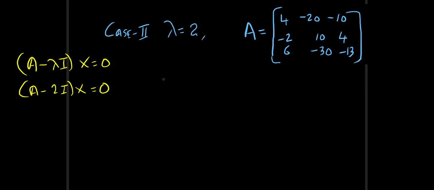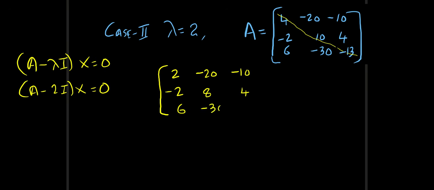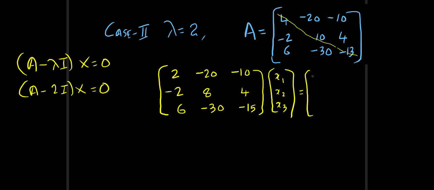And I told you it's very easy to do. All you have to do is look at the leading diagonal elements and subtract 2. So 4 minus 2, that is 2, minus 20, minus 10, and minus 2. Now 10 minus 2, that's going to give me 8 and 4, and then 6, minus 30 and minus 15. And as always, I'm going to assume my eigenvector to be x1, x2, x3 is equal to 0.